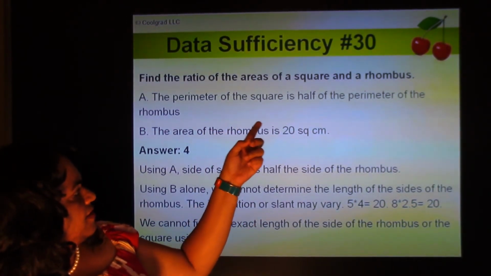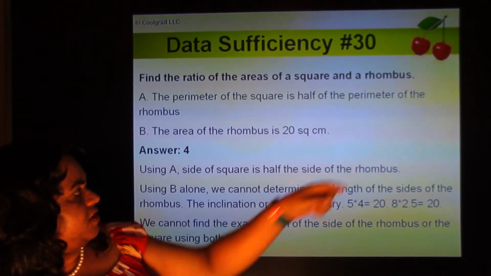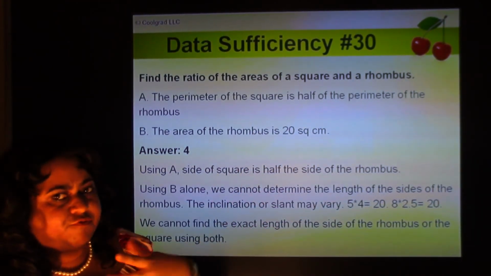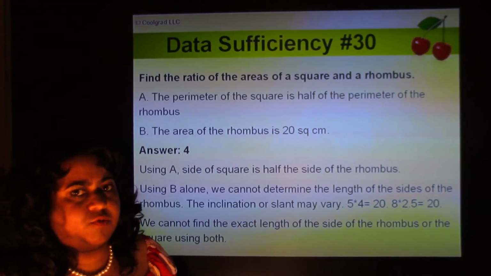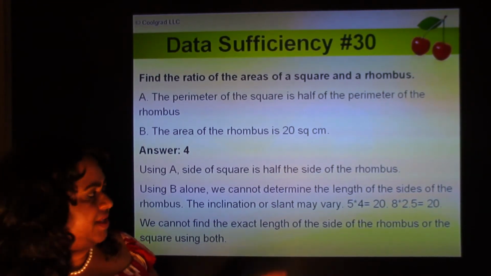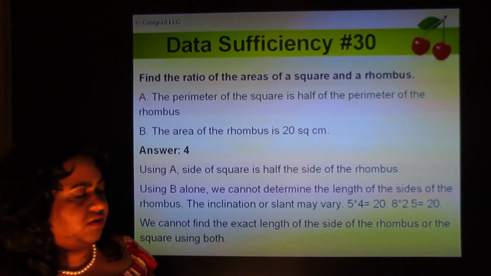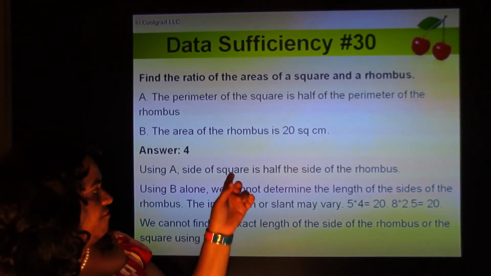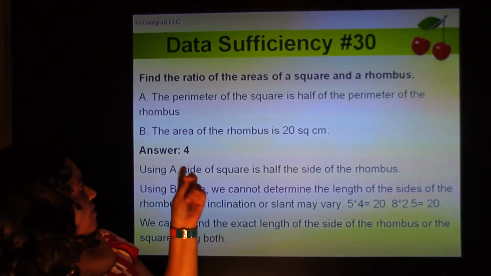So this is 4x and it's half of the perimeter of the rhombus. 4x equals half of 4y. So we say x is equal to half of y. So the side of the square is half of the length of the side of the rhombus. That's all we can infer from statement A.